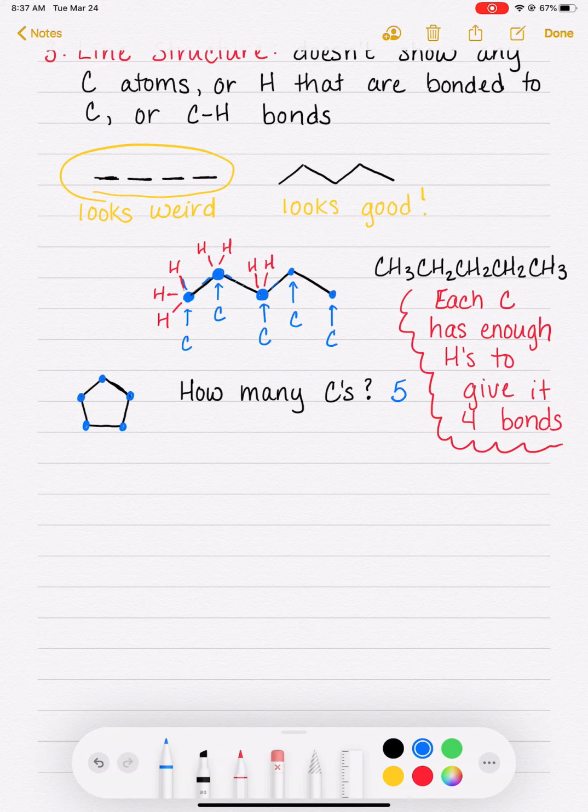Ask yourself, how many bonds can I see? You can see 1 to the left, 1 to the right. It needs a total of 4. We can see 2, which means there are 2 hidden.